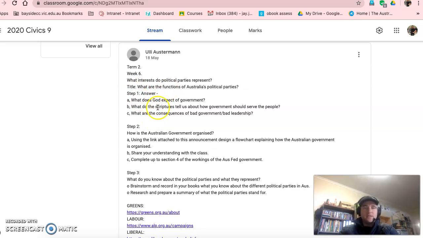So your step 1 is to brainstorm in your book what God expects of government. Have a look, open your Bibles, and see if you can find a few scriptures that tell us how governments should serve the people. Then reflect on what some of the consequences of bad government are. If we have a bad government, how would that be different from when we have a good government? So what would be some of the things you could look for?